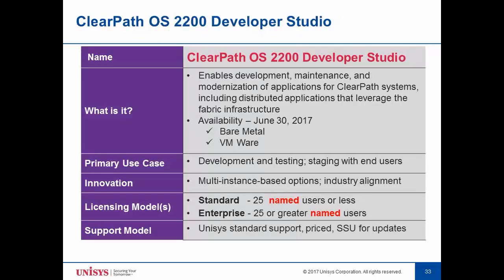Now here's some more detail on the OS 2200 Developer Studio. Developer Studio enables you to develop, maintain, and modernize ClearPath applications, and is available today on bare metal and VMware for the initial release. Well, it's not available today, it's available on June 30th actually, but it's in the process of being made available. This product will be ready to ship at the end of June and supports both a standard and enterprise license. And I want to make sure to mention that these licenses are, again, based on named users.